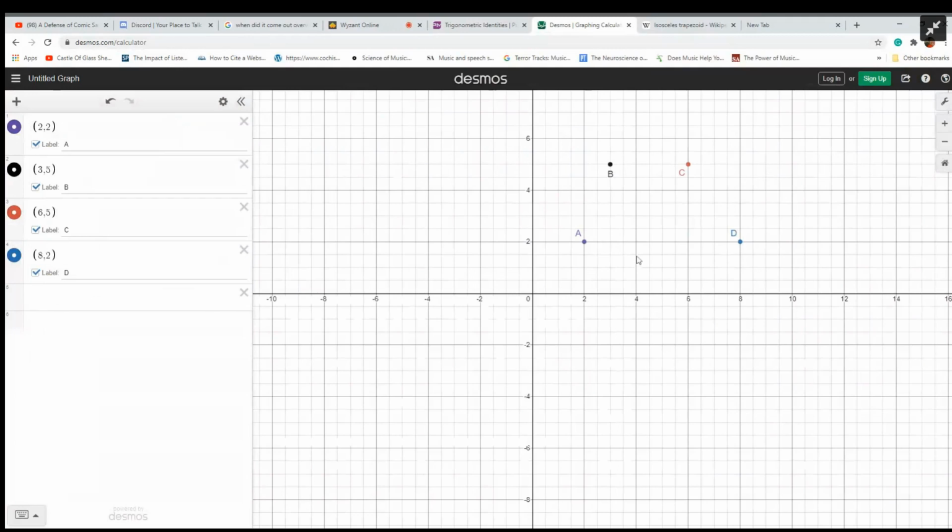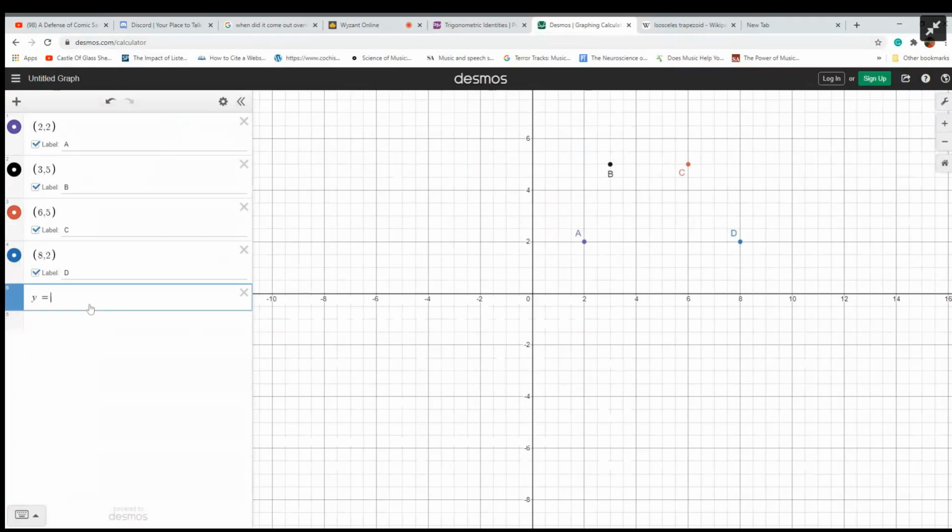And the points A and D, which are (2, 2) and (8, 2), are both on the line y equals 2. It's y equals 2, y equals 8. Very clearly, there's never going to be a circumstance where y both equals 2 and equals 8. So these two lines that go through these points are never going to meet.